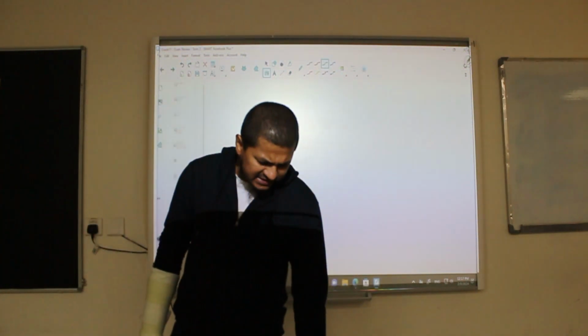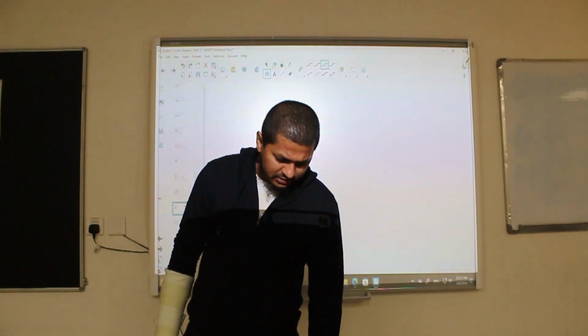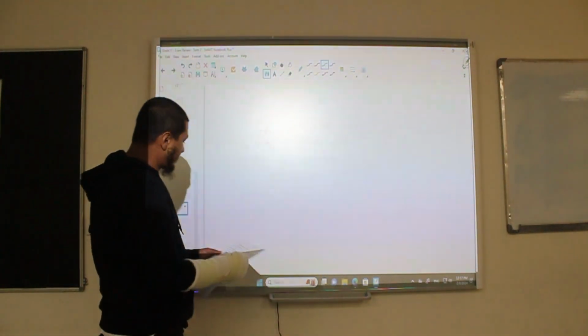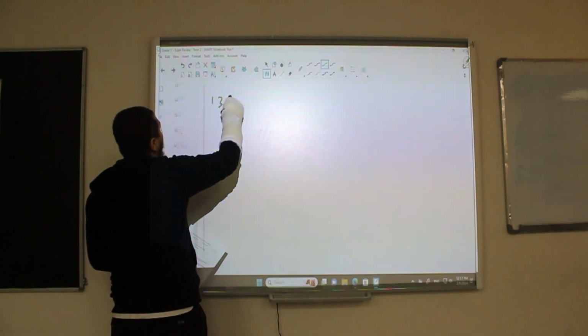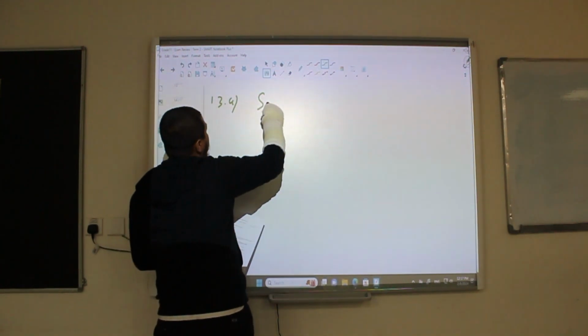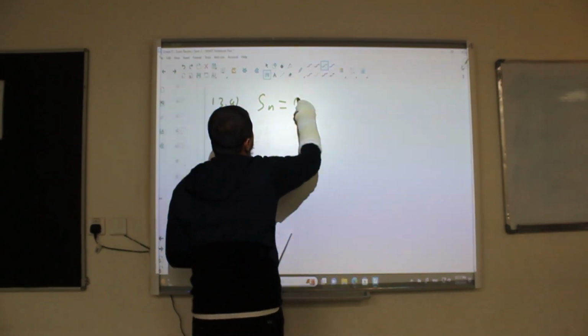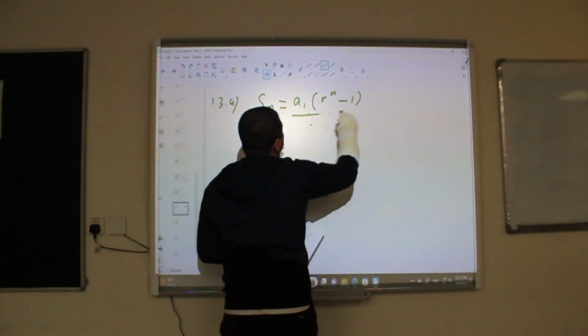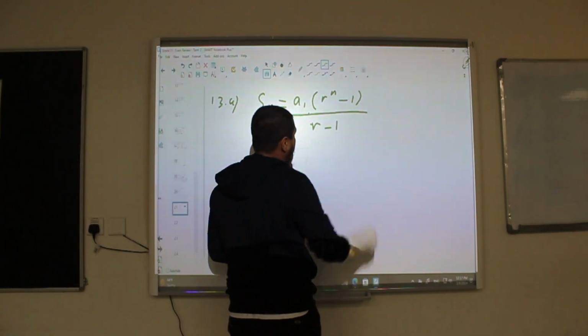We want to find the sum. We'll find the expansion of each series and then find its sum. So 13a, right? The sum formula is Sn equals a1 (r^n minus 1) over (r minus 1).